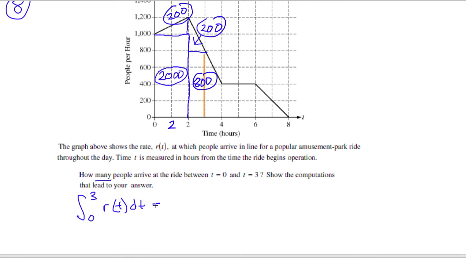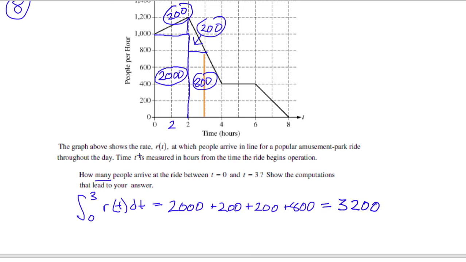Add them all up. So if I add, I'll show my work, 2,000 plus 200 plus 200 plus 800. Well, I know that those two are 1,000, and then that is going to be 3,000, so 3,200.